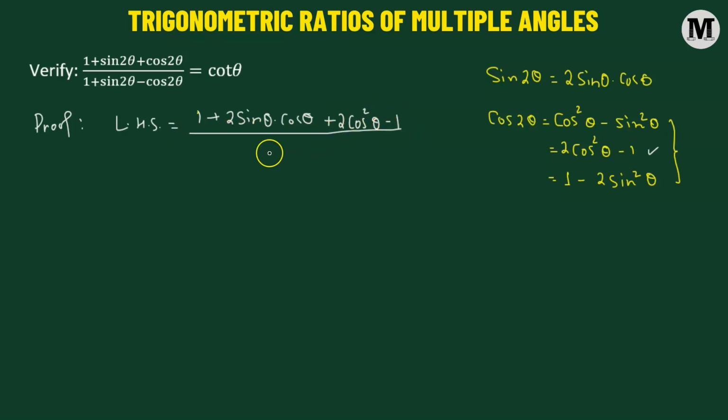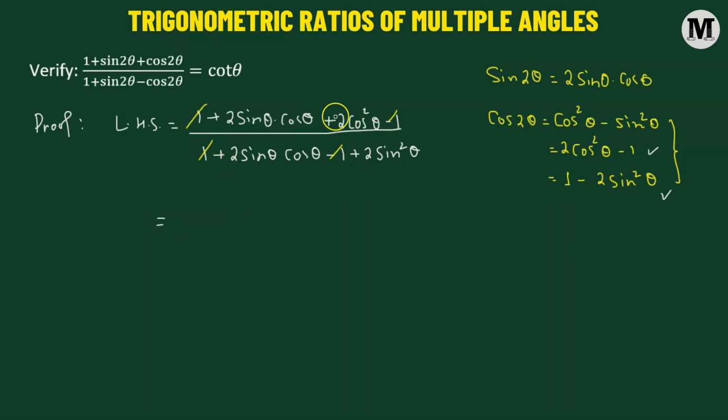Coming to the denominator, we have 1 plus sin 2θ. So sin 2θ can also be expressed as 2 times sin θ times cos θ. And then we have negative cos 2θ. So for negative cos 2θ, we have to choose very carefully. We are going to use the third one, such that we have negative 1 plus 2 sin²θ. We have chosen the third one because we want to cancel out the 1. So in the numerator, we have 1 and negative 1, and in the denominator, 1 and negative 1, cancelling out with each other.